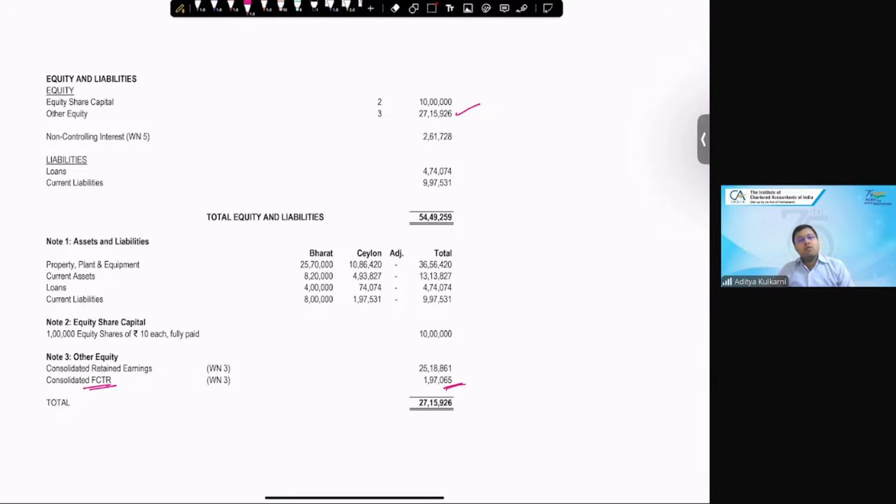So my only point is do this question after consolidation. Don't miss it out. You don't have this question in the study module. आपके पास ये क्वेश्चन स्टडी मॉड्यूल के किसी भी एडिशन में नहीं है. You don't have a fully fledged foreign subsidiary question. That is why it is very important.